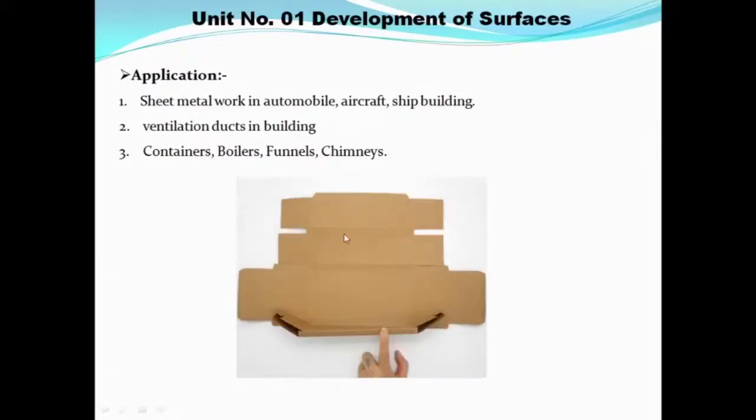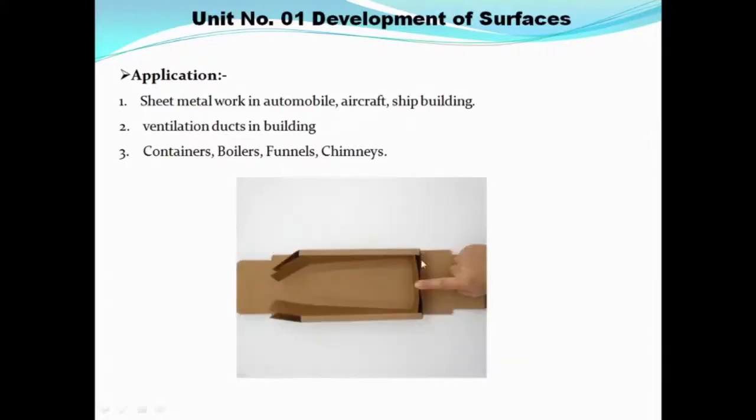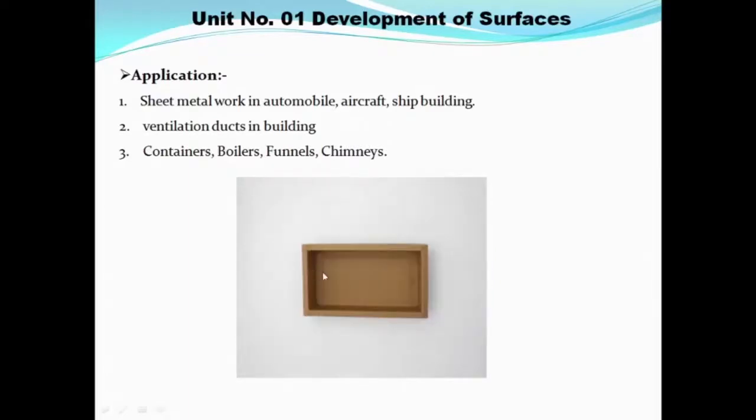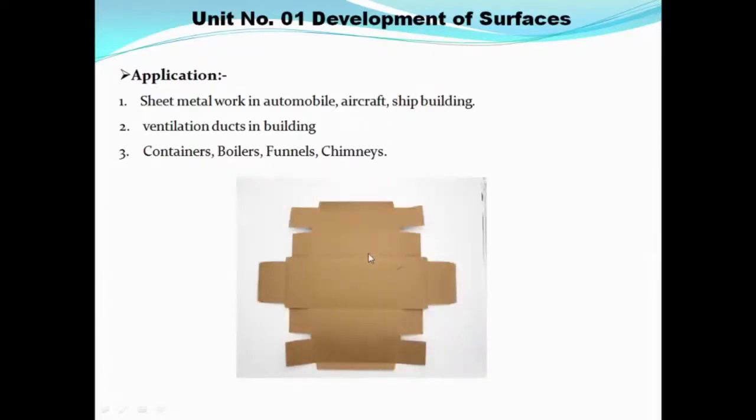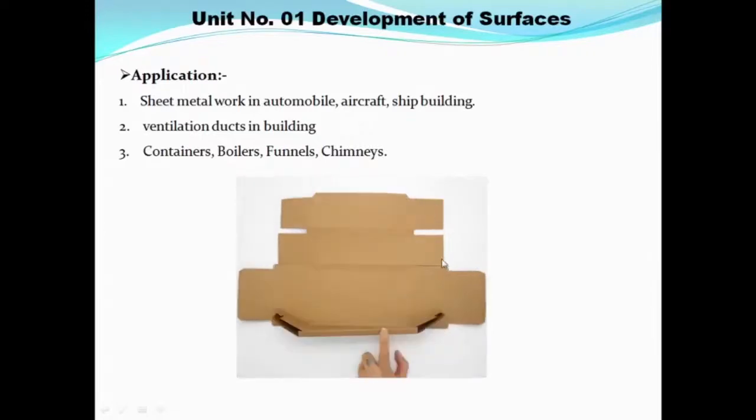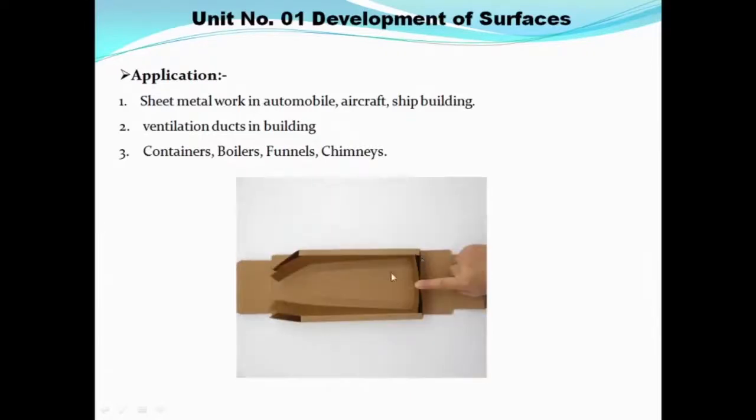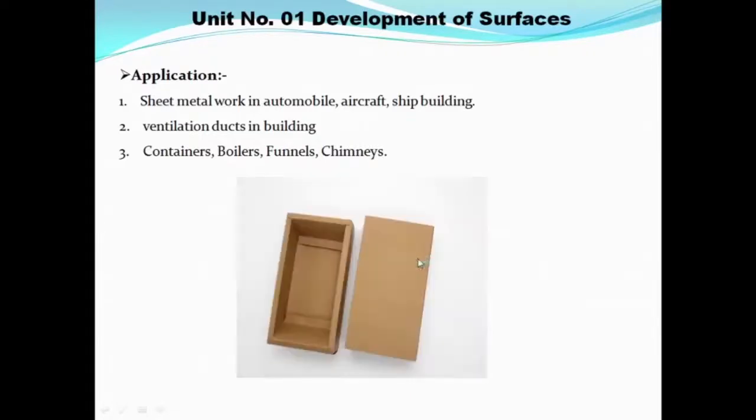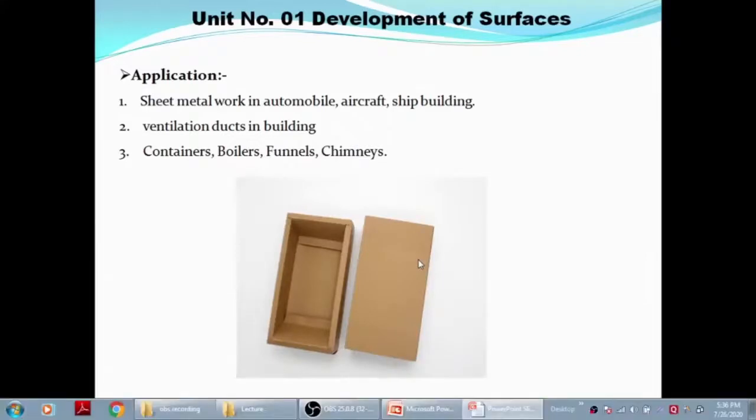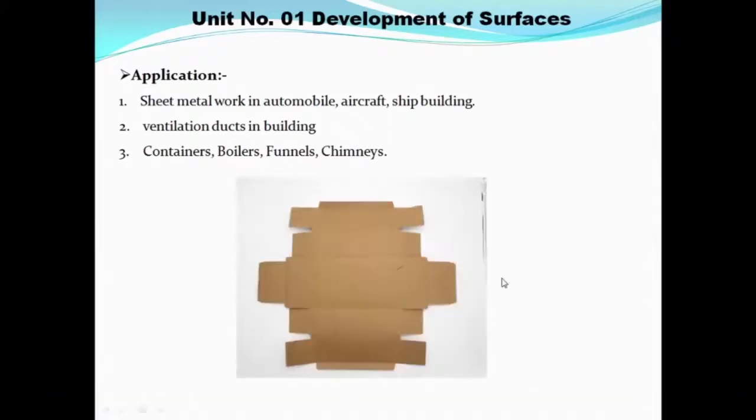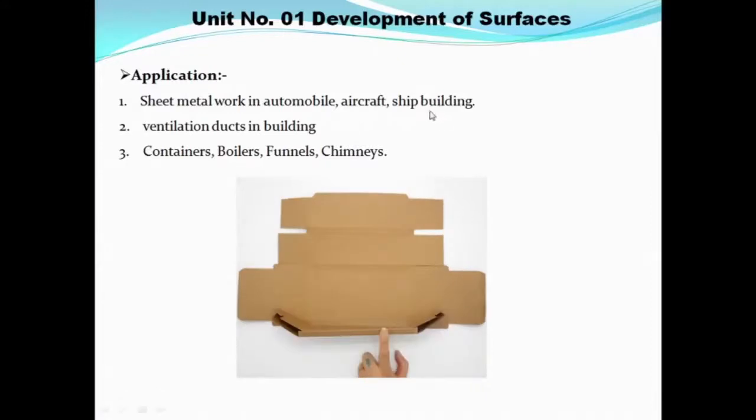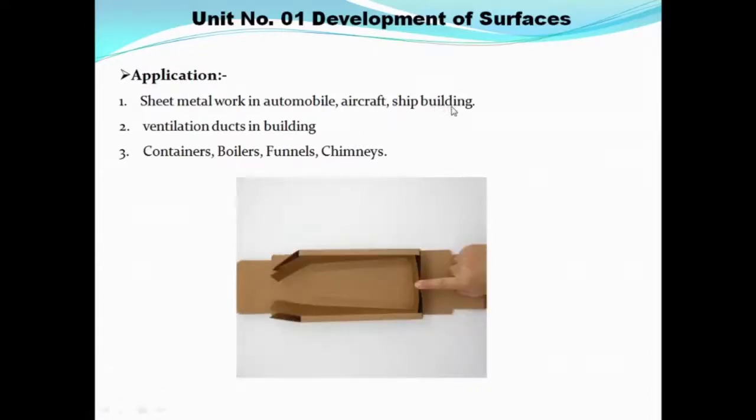This is the development of surface of a box. When we fold this box at different locations, we get one complete box. This is called the development of surface. This is our best example of development of surface. Now we can move to our first problem on development of surface.